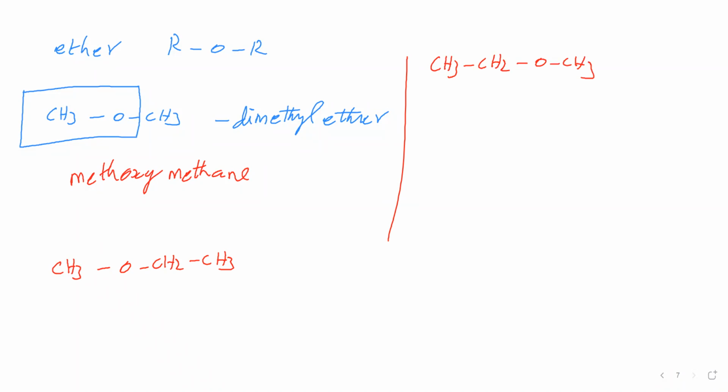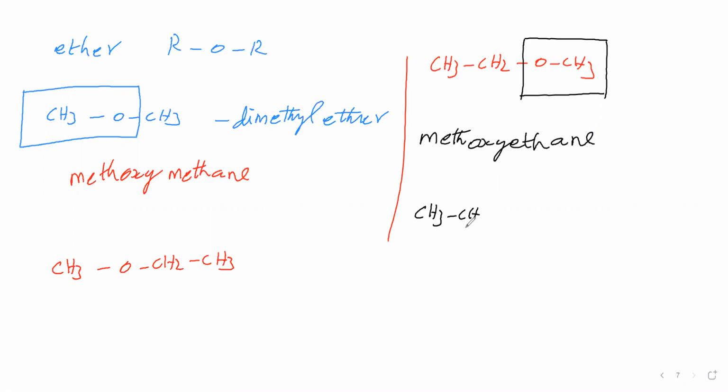Now, how to name this compound? First, this oxygen, you connect to the group which is having less number of carbons. This group contains one carbon. One carbon means meth. Oxygen means oxy. Here, the remaining part contains two carbons. Two carbons means eth. Then primary suffix is en. Carbon carbon single bond is present, therefore en. So methoxy ethane. We can call this as methoxy ethane. Next compound we will take.